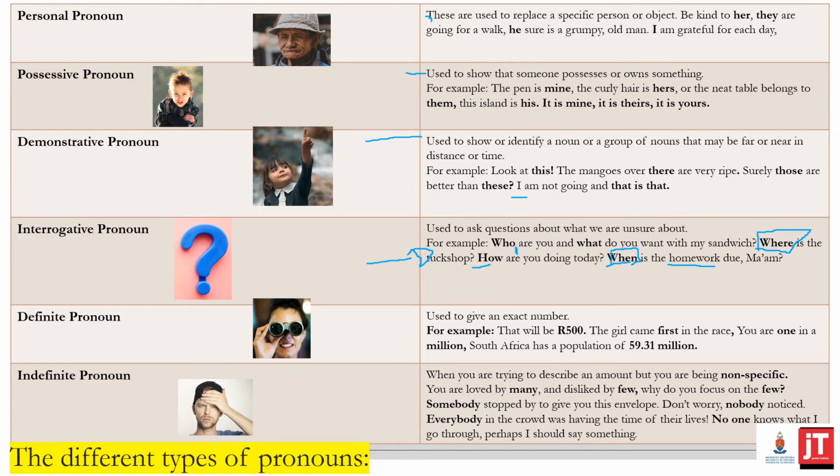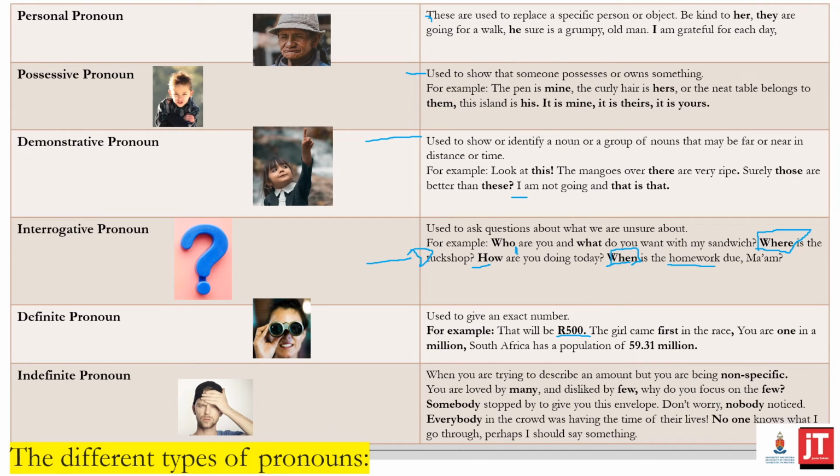Definite pronoun, okay, used to give the exact number. For example, that will be 500 Rand. It's not saying the 500 Rand, what costs 500 Rand these days? The 500 Rand pencil case is too expensive, which, by the way, if you're paying that much for a pencil case, you need to reevaluate your priorities, okay?